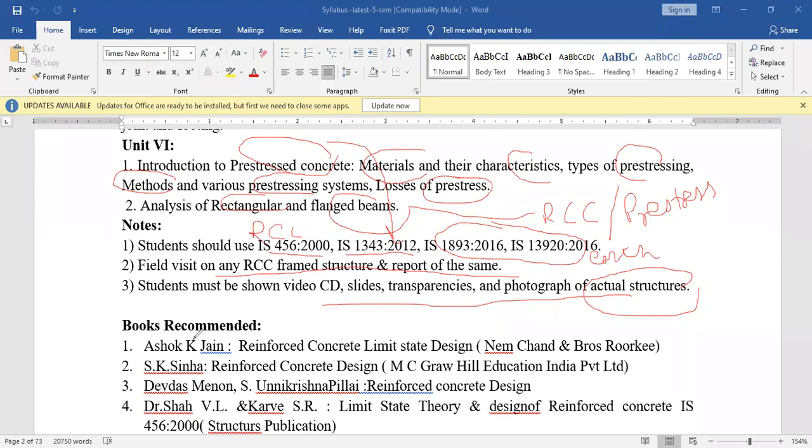What are the recommended books? If you are interested in books, there are Ashok Jain, S.K. Sinha, Devdas Menon, Shah and Survey. All of them are very good books. You can go ahead with those books if you want to look at certain other structures and how that particular design is done, apart from what the syllabus covers.